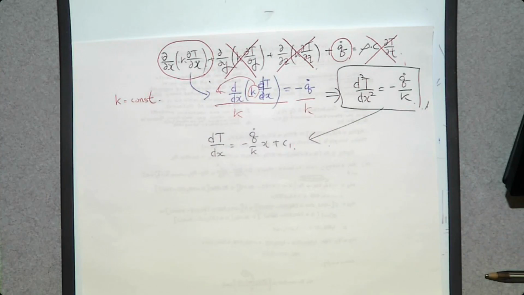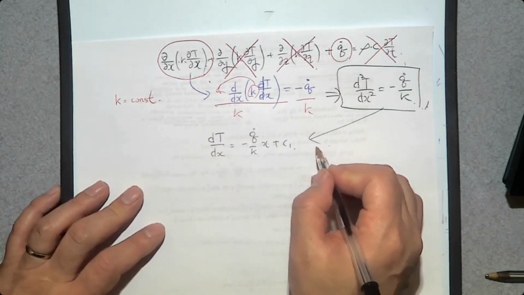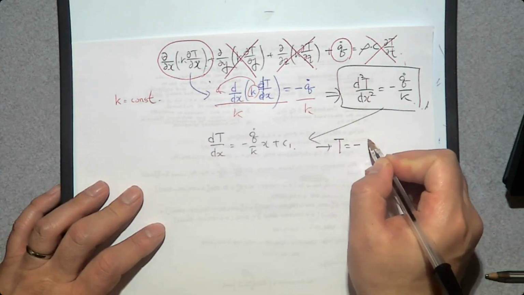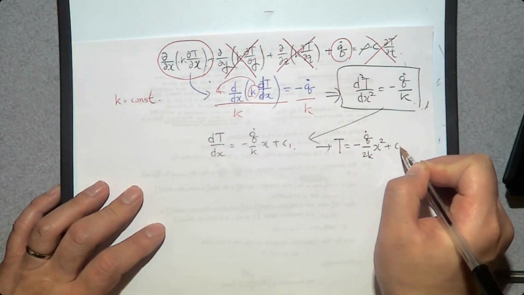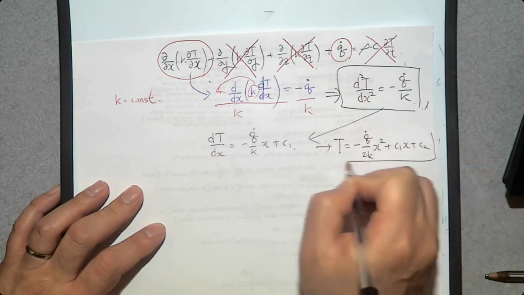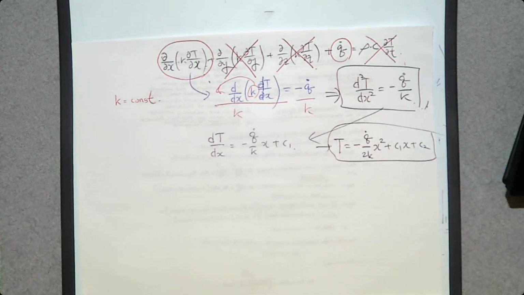If you integrate one more time with respect to x, you get T is going to be minus q dot over 2 times k, x squared, plus c1 x plus c2. So this is the general solution for this heat transfer problem: one-dimensional, steady state heat conduction with heat generation.